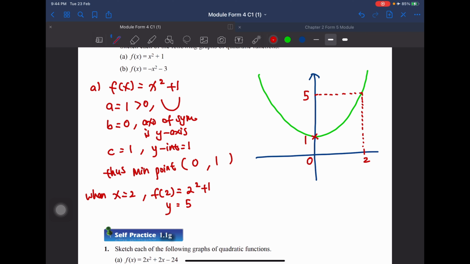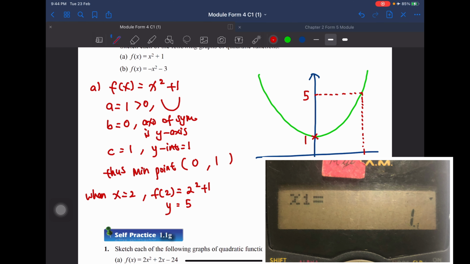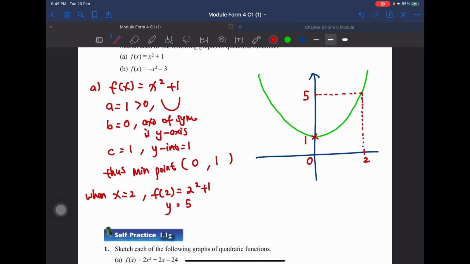Kalau awak tekan kalkulator, awak akan perasan nilai dia, nanti saya akan masukkan gambar, nilai dia 1 dan ada i kecil di tepi. So bila ada i kecil di tepi tu, maksud dia graf ini tidak memotong paksi x. Itu saja yang perlu awak tahu untuk setakat ini, level SPM. Bila awak tekan calculator, factorization ada i, itu maksud dia tidak memotong paksi x.